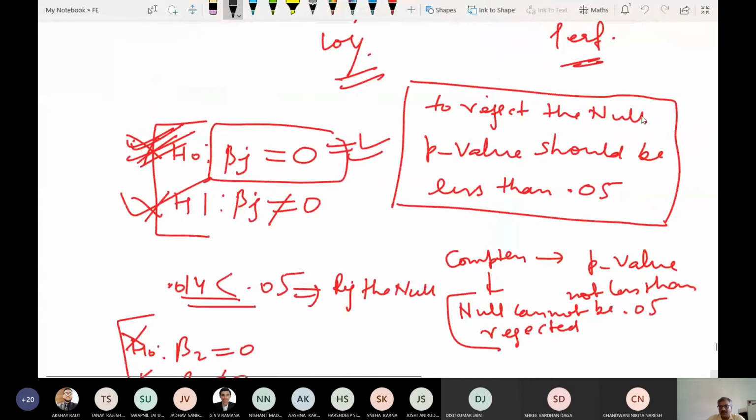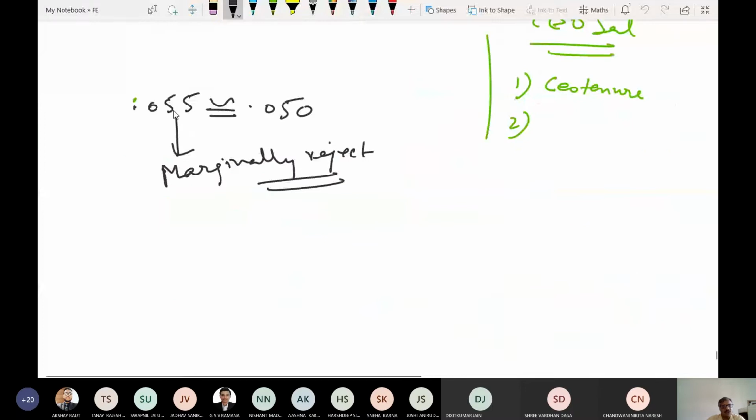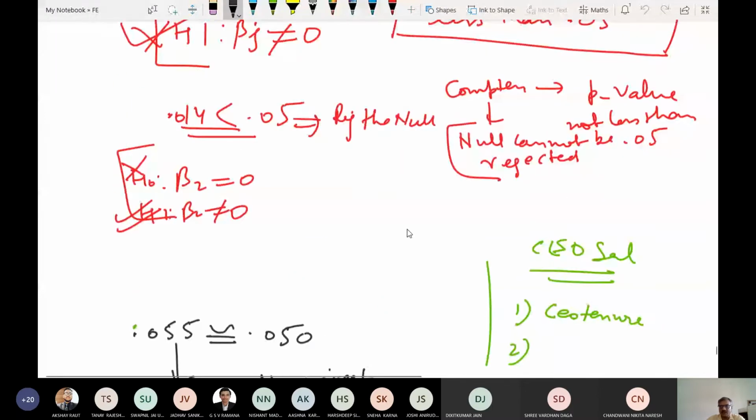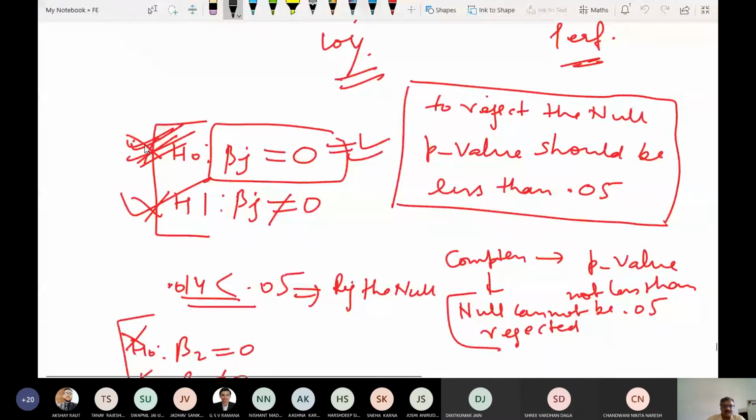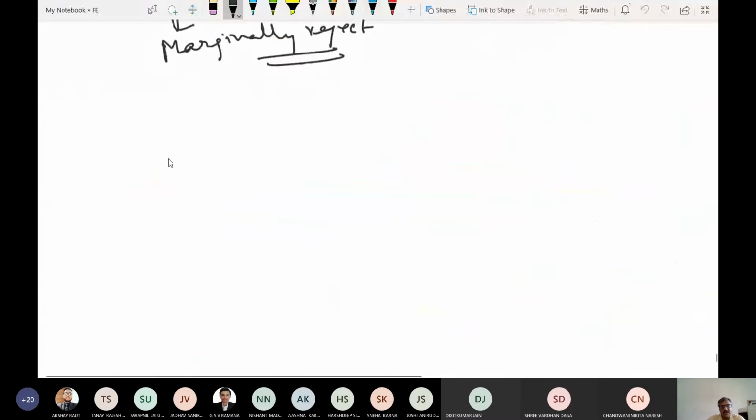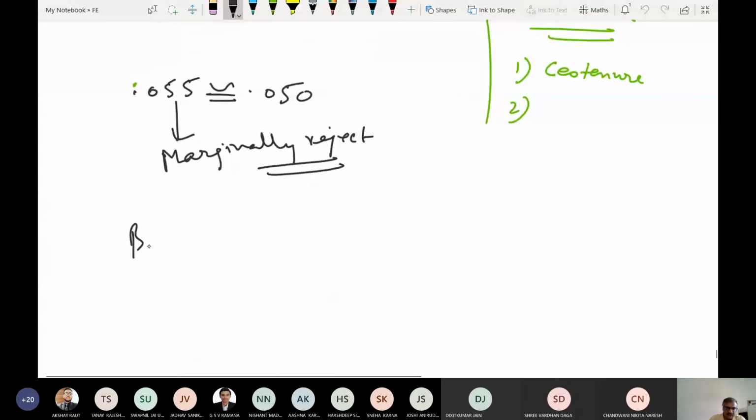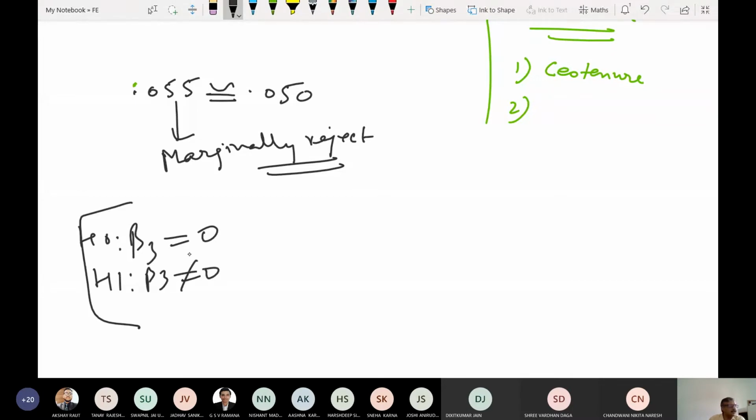We reject the null only when p-value is less than 0.05. In this case, p-value is not less than 0.05. So we'll say that we cannot reject the null, rather we have to accept the null. It means this beta 3 equal to 0 cannot be rejected, because p-value is not less than 0.05, rather it is more. So technically we can accept.